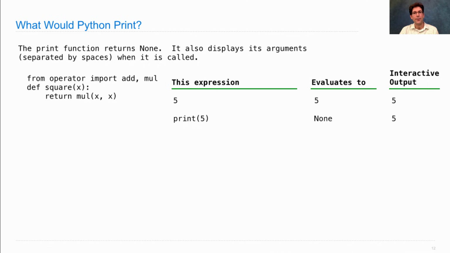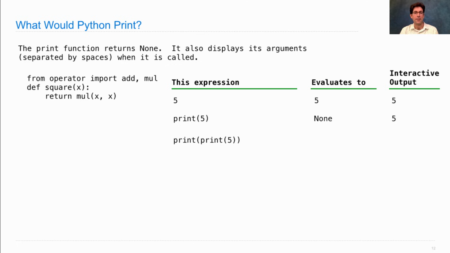Now what about the value None? Well, that value is computed for print 5, but remember the interactive output does not include None if it's just the value of an expression. To ever see None here, you have to explicitly print it out.